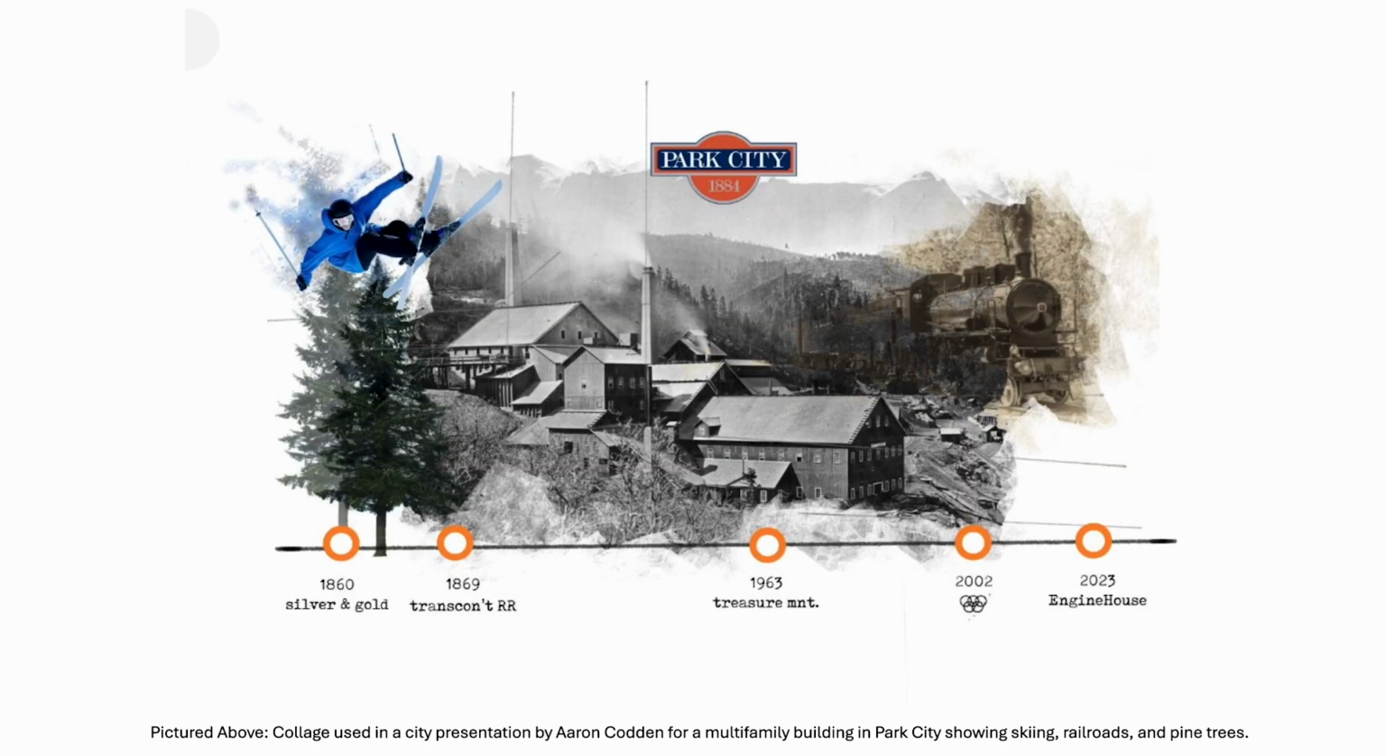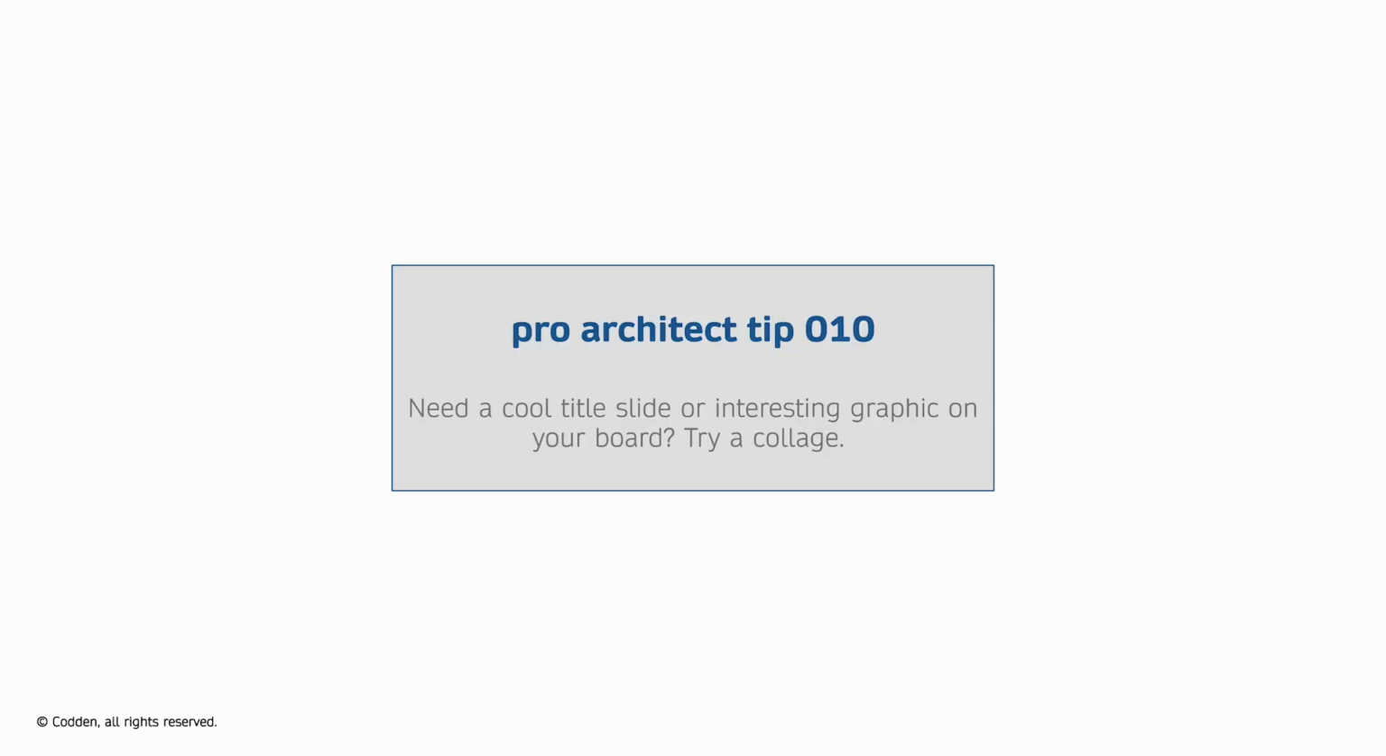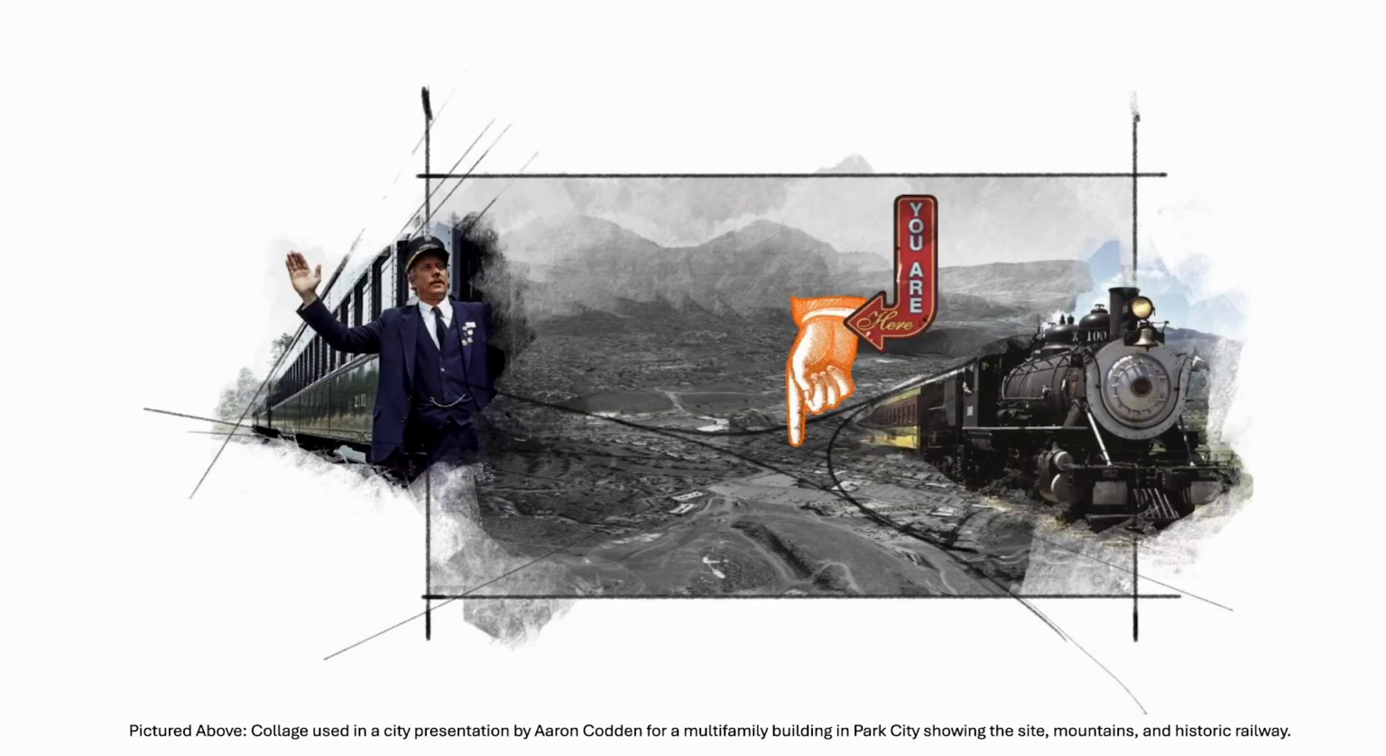So this right here was actually used on the cover of a presentation towards Park City, their city board, to pitch a multi-family housing, affordable housing project there in Park City, and it was approved. And I'm just throwing things in here that really relate to the site and the Olympics, all of that, the history of the train, skiing. And so if you need a cool, flashy title page, try collage.